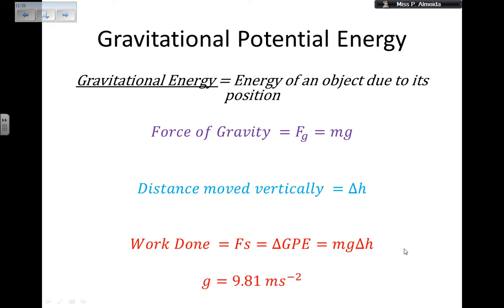Remember that g is a constant. It depends on the planet where you are. So the gravitational field strength is 9.81, okay? And you could use the units of newtons per kilogram or meters per second squared, or m s^-2.